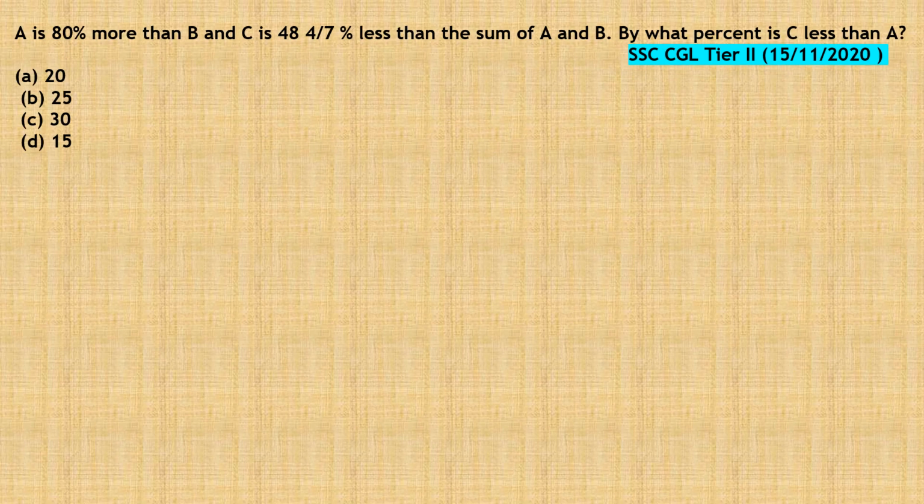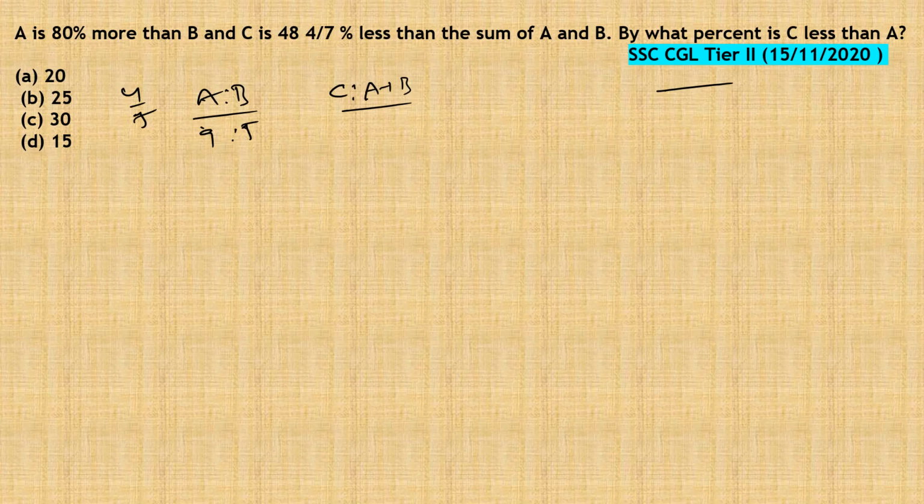A similar question was asked again in SSC CGL Tier 2. A is 80% more than B. A by B is equal to 80%, that is 4 by 5. A is 4 more than 5, that is 5 plus 4, 9. C is 48 4 by 7 percent less than the sum of A plus B.